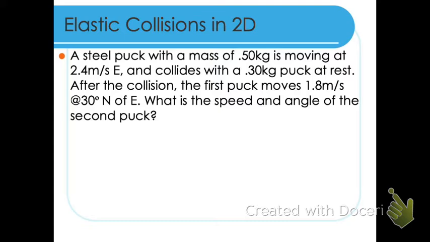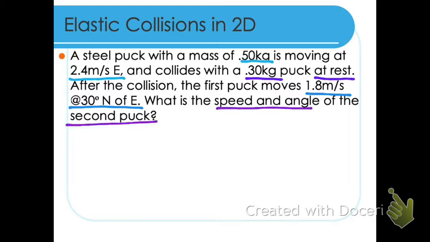So this one says a puck with a mass of 0.5 kilograms is moving 2.4 meters per second east. Okay, so I'm going to make that my object 1. Object 2 has a mass of 0.3 and it is at rest. Okay, it says after the collision, the first puck moves 1.8 meters per second at 30 degrees north of east. And then it says, what's the speed and angle of the second puck?